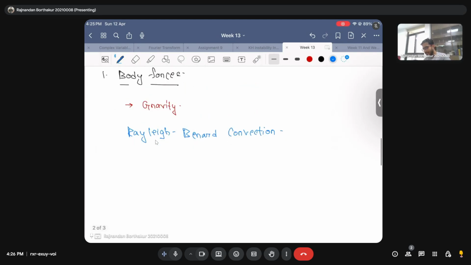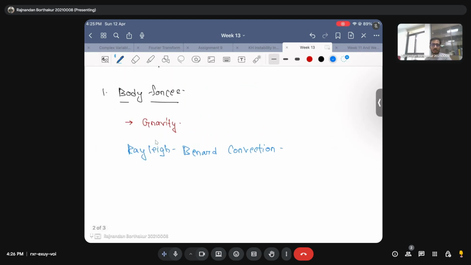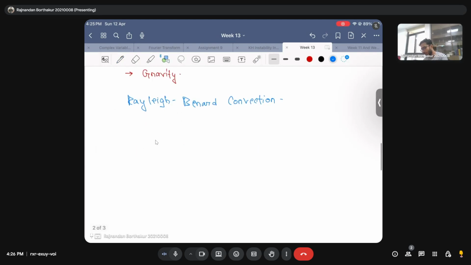Okay, so let's try to understand how gravity causes instability through this classical example of an instability problem, which is known as the Rayleigh-Bénard convection. It's named after Lord Rayleigh and Bénard. Bénard, I believe, is a French physicist, to the best of my knowledge, and we will see how this Rayleigh-Bénard convection actually works. Okay, so imagine we have a beaker, and we fill the beaker with some fluid.